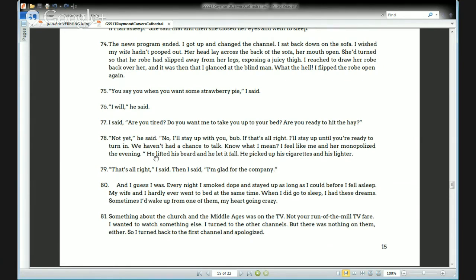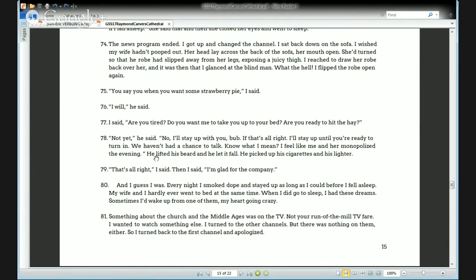He lifted his beard and let it fall into place. Okay, yes, fine. He repeatedly lifted his beard. Yeah, maybe it is his habit. Maybe the beard is hiding his face, and we get to see a glimpse. I don't know. But the point is this.